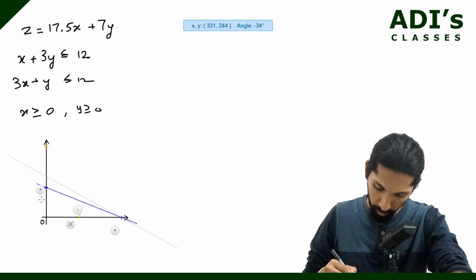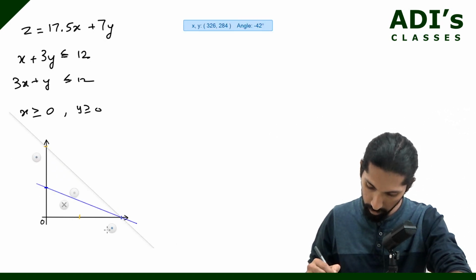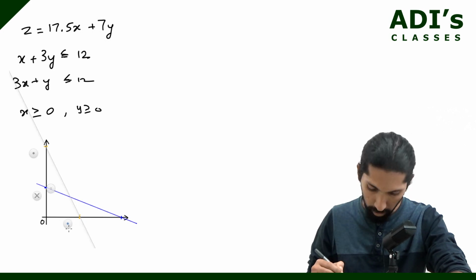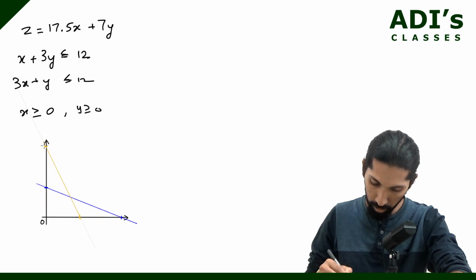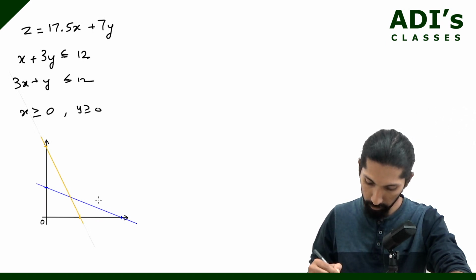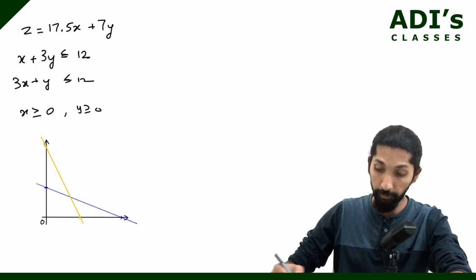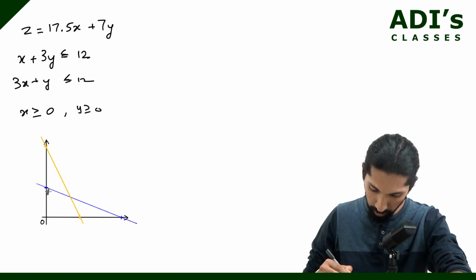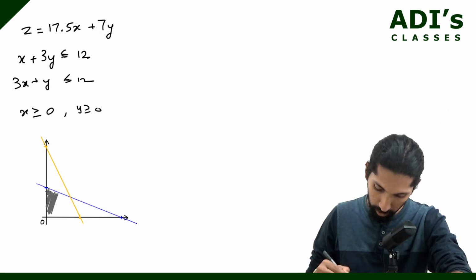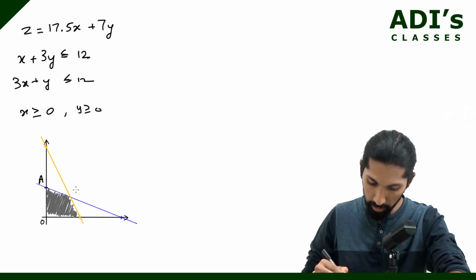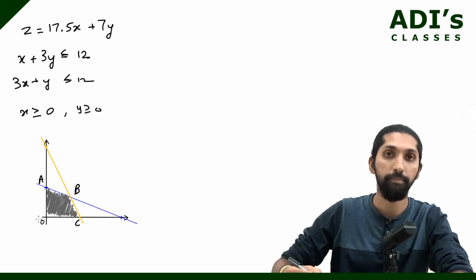Now, what do we do? So we take this and then join, right? So what do we have? We have this to be the feasible region, isn't it? This is a feasible region. So this is A, this is B, this is C, and this is O.